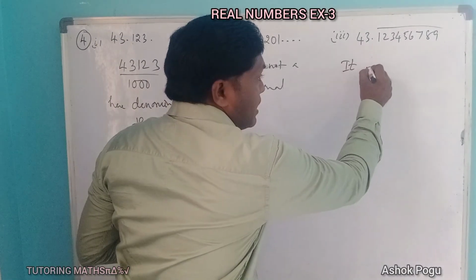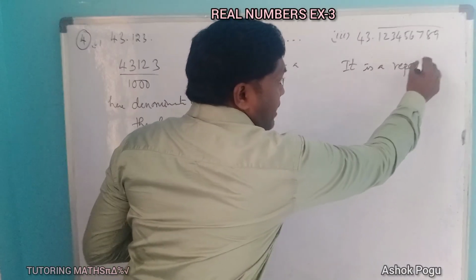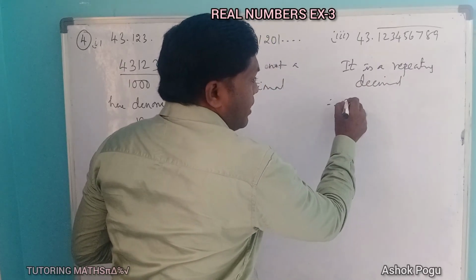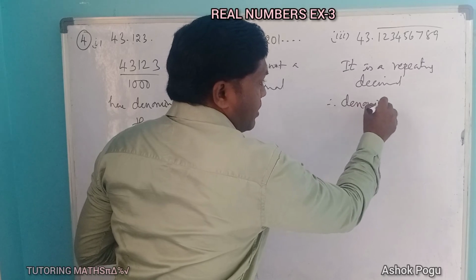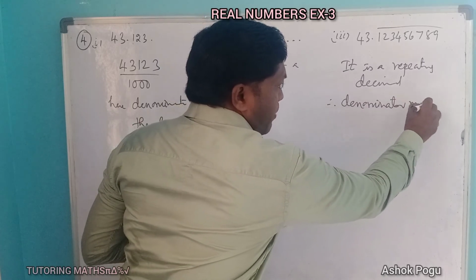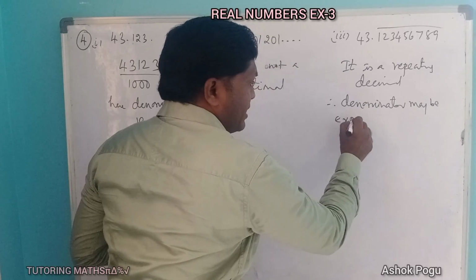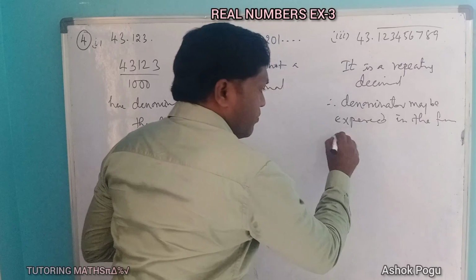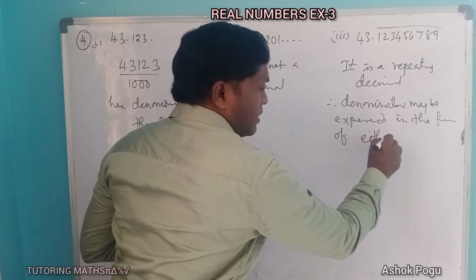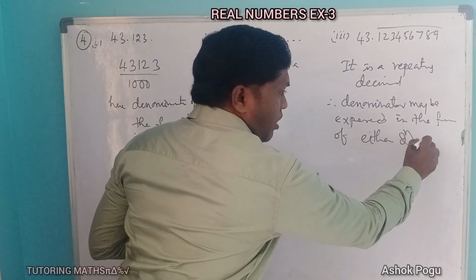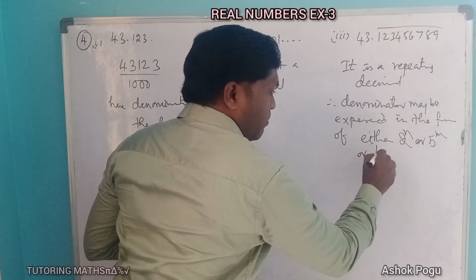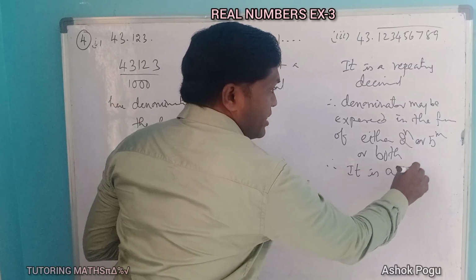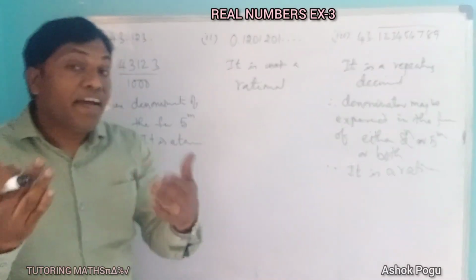It is a repeating decimal. So therefore the denominator may be expressed in the form of either 2 power n or 5 power m or both. Therefore it is a rational number.